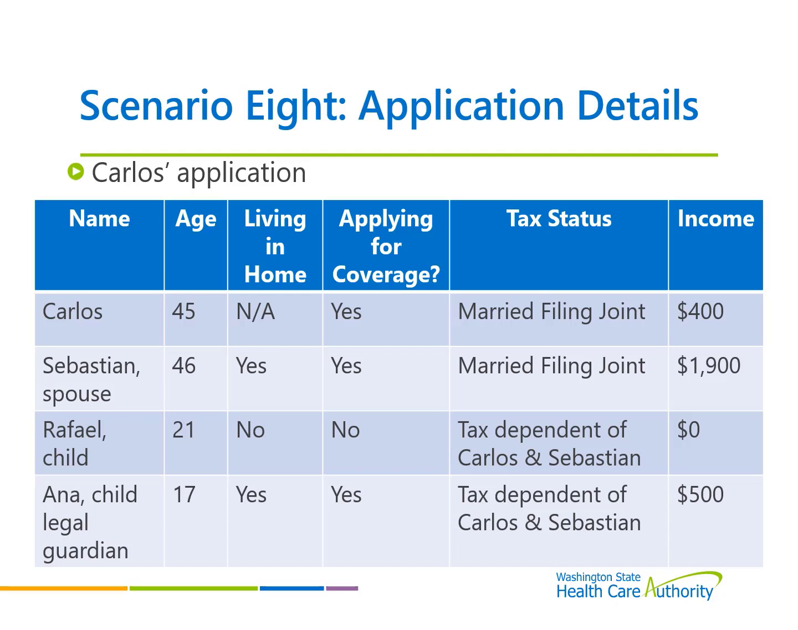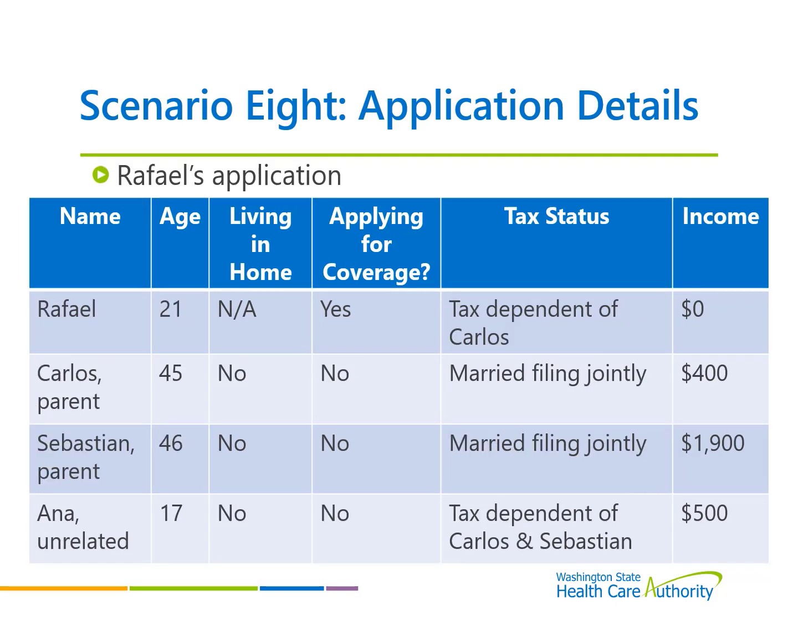Here are the application details for Carlos. Take a moment to review this slide. As you can see, Rafael is not living at home, but he is included in the application as a tax dependent. Here are the application details for Rafael. Take a moment to review this slide. As you can see, Rafael must include his parent or parents and their tax dependent on this application.